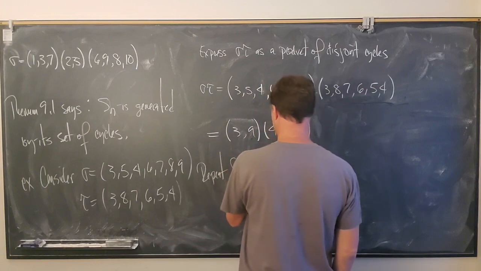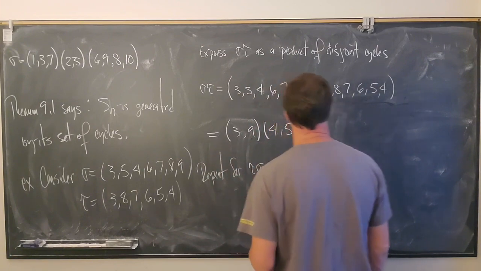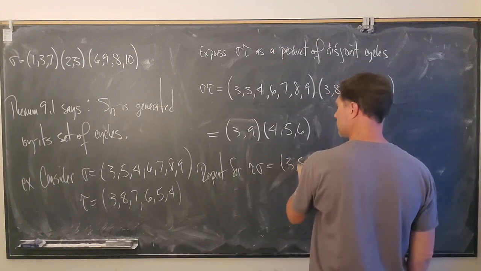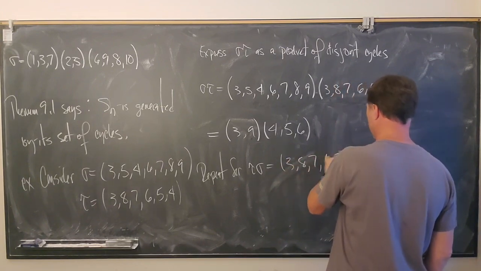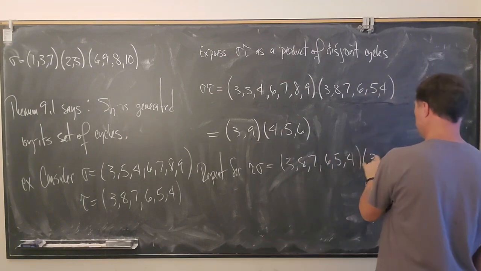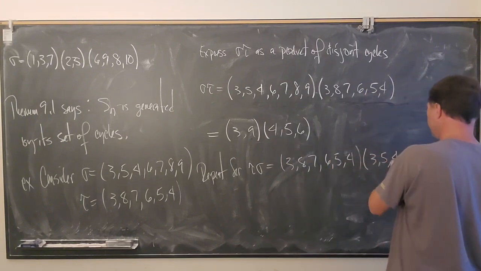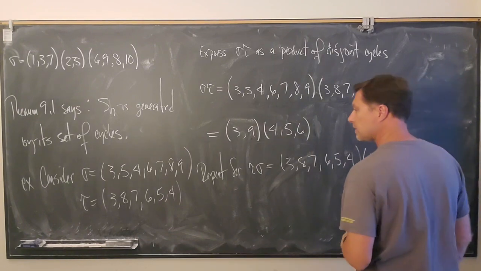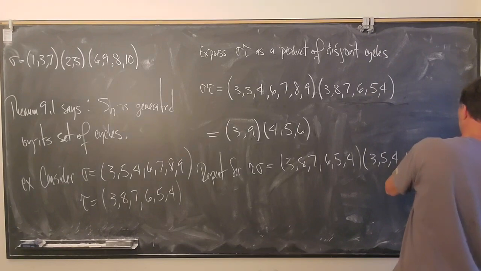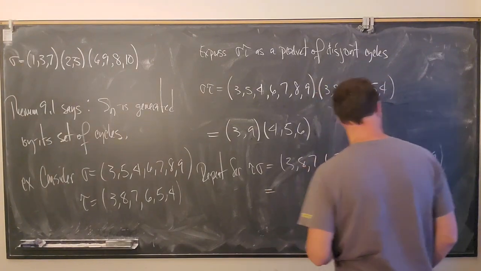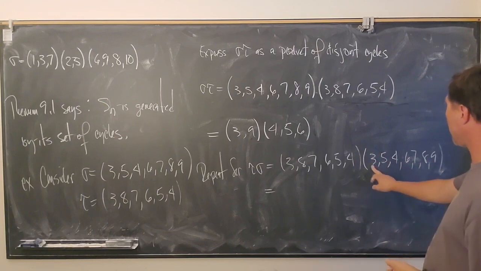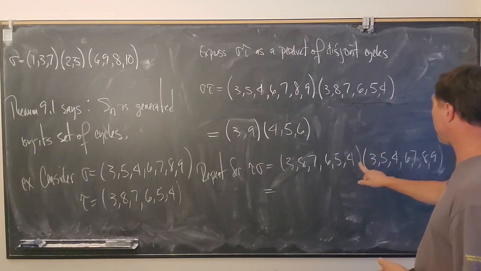For tau sigma, I'm going to write these in the opposite order now. 3, 8, 7, 6, 5, 4 times 3, 5, 4, 6, 7, 8, 9. All right, so I'm going to start with the lowest number that I see on this list. I see a 3. 3 goes to 5, which goes to 4.